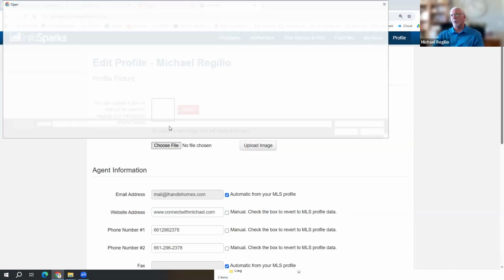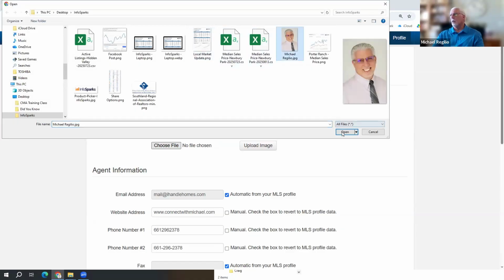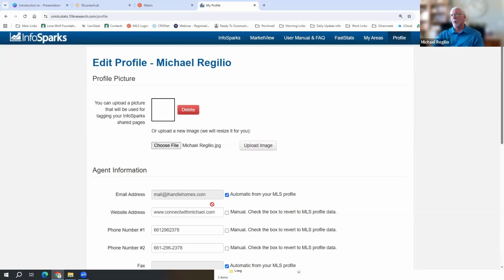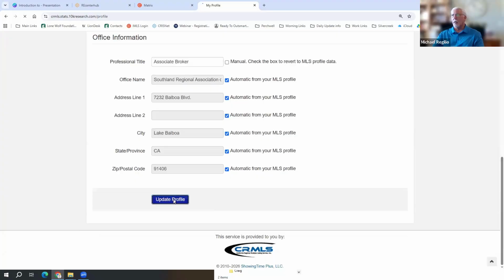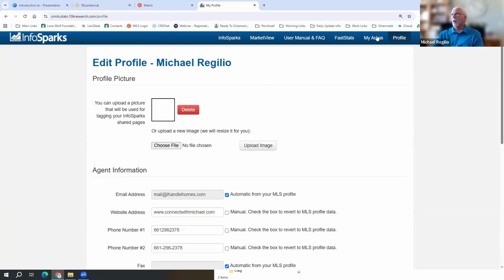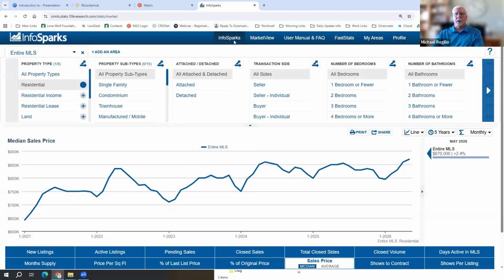It didn't like my picture. Did this to me before. It's not a great picture, so there we go. It's just not liking it because Zoom takes up a lot of the space on my computer.